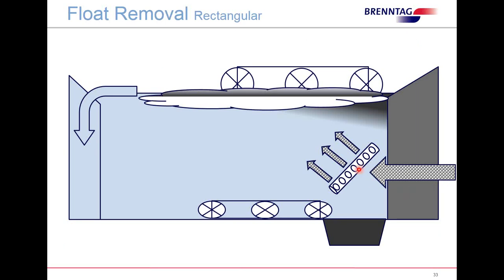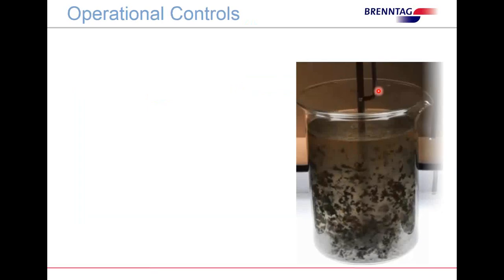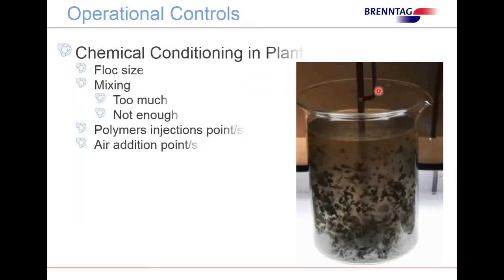Also, when the water comes into the DAF unit, there's usually a header system down below which evenly distributes the water coming into the DAF unit, creating a nice even sludge blanket on the top. So let's talk about some of the operational controls.